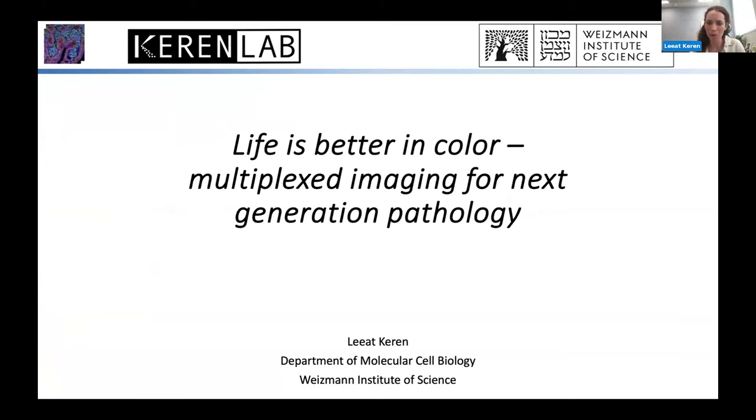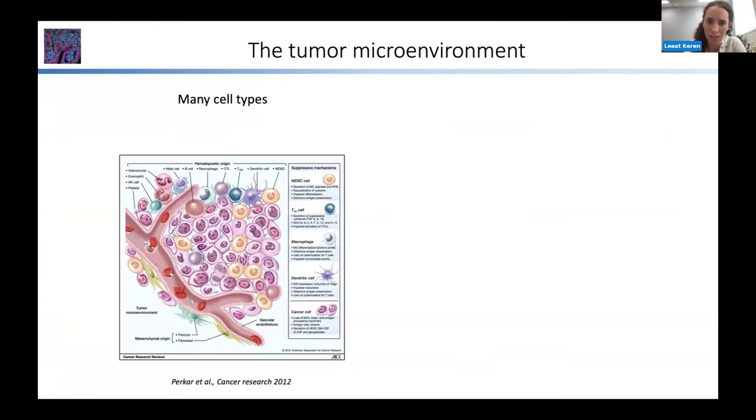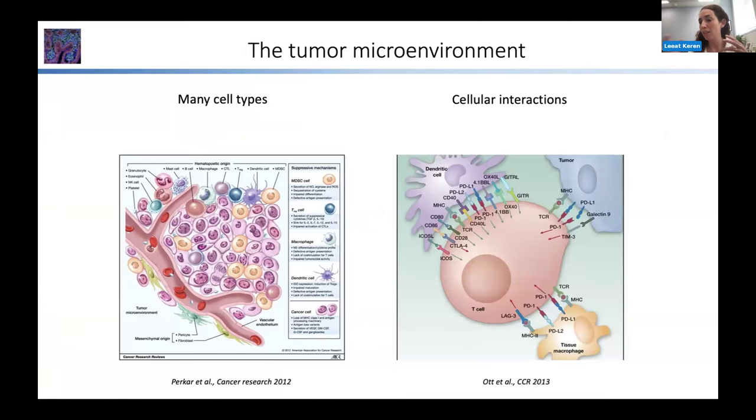So I'll talk today about our work in multiplexed imaging for next generation pathology. Our lab is generally interested in the tumor microenvironment, and the tumor microenvironment is incredibly complex. It contains many, many different kinds of cells, and it's really interactions between all of these cells that drive interesting phenotypes that we're interested in understanding, such as tumor progression or response to treatment.